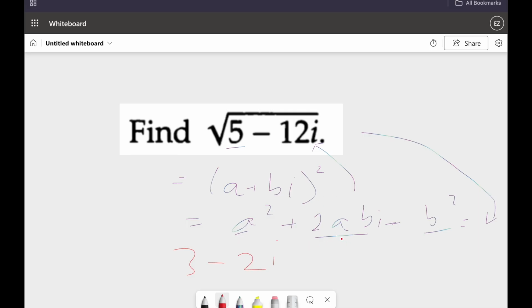Either way, we get 6. 6 times 2, we get 12. And then 3 squared, 9, minus 2 squared, 4, we get 5, which matches this one. So our final solution is 3 minus 2i.